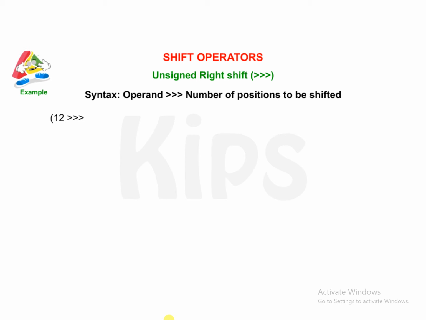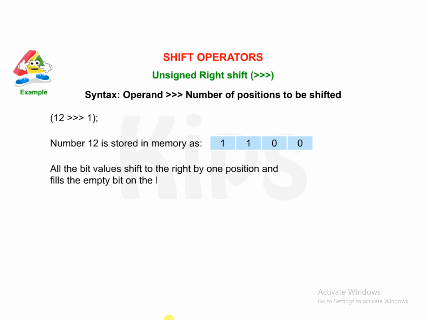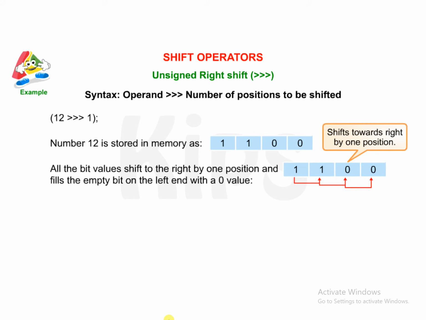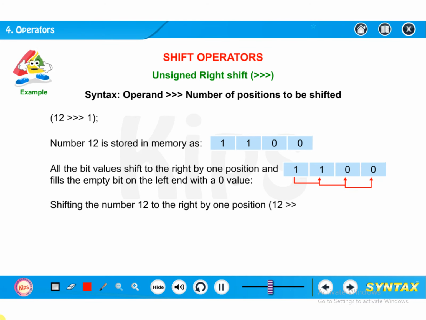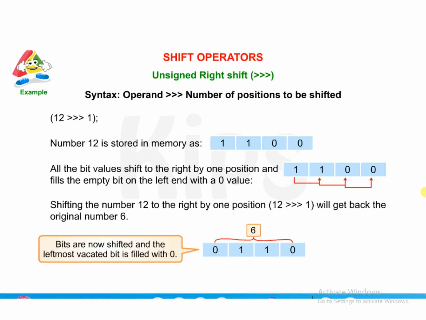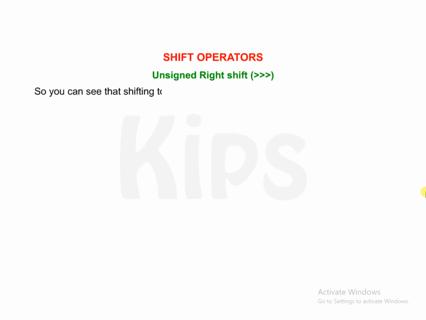Example. 12 >>> 1; Number 12 is stored in memory as 1100. All the bit values shift to the right by one position and fill the empty bit on the left end with a 0 value. 1100. Shift towards right by one position. Shifting the number 12 to the right by one position, 12 >>> 1 will get back the original number 6, which is 0110. The bits are now shifted and the leftmost vacated bit is filled with 0. So you can see that shifting to the right is equivalent to division of any number by a power of 2.